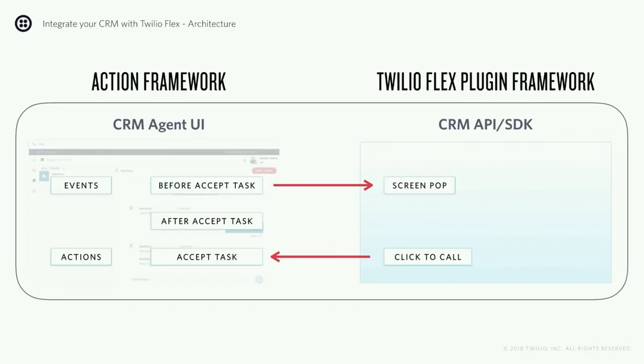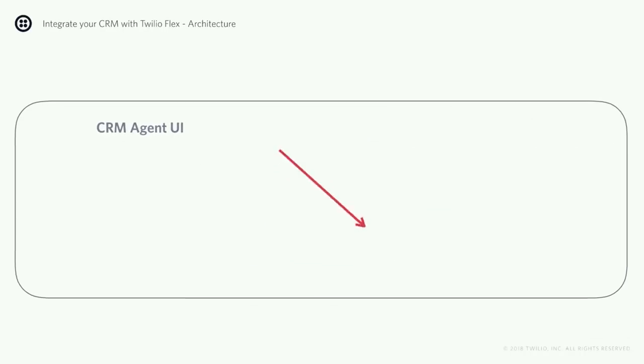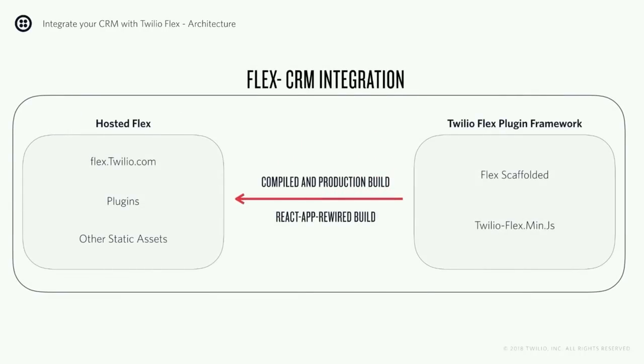So now that you have made your components talk to each other, it's time to package this up and make your Flex UI have these functionalities available. So to do that, you would utilize the Twilio Flex plugin framework. Plugin framework is Flex scaffolded for you. Through the Twilio minified JavaScript SDK, you have access to the UI components and the action framework. You create a plugin using the command line. We will talk about that in a little bit more detail in some time.